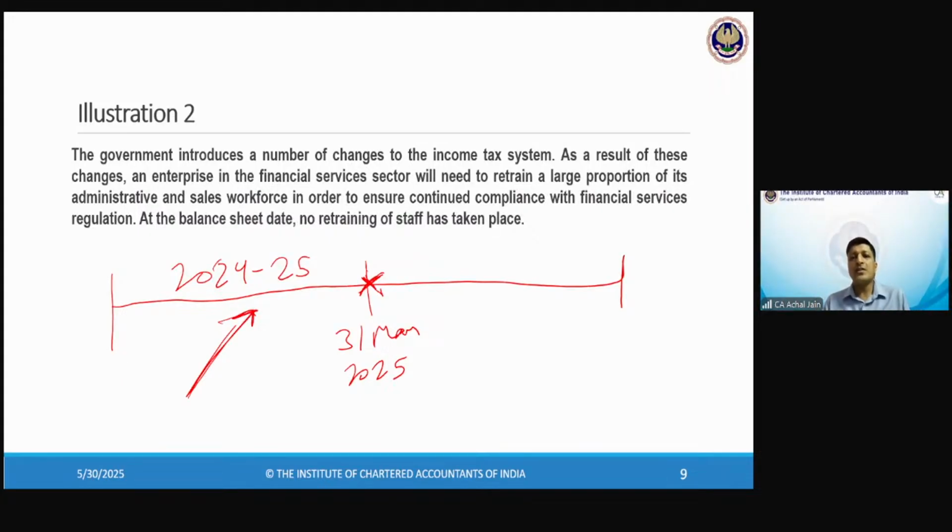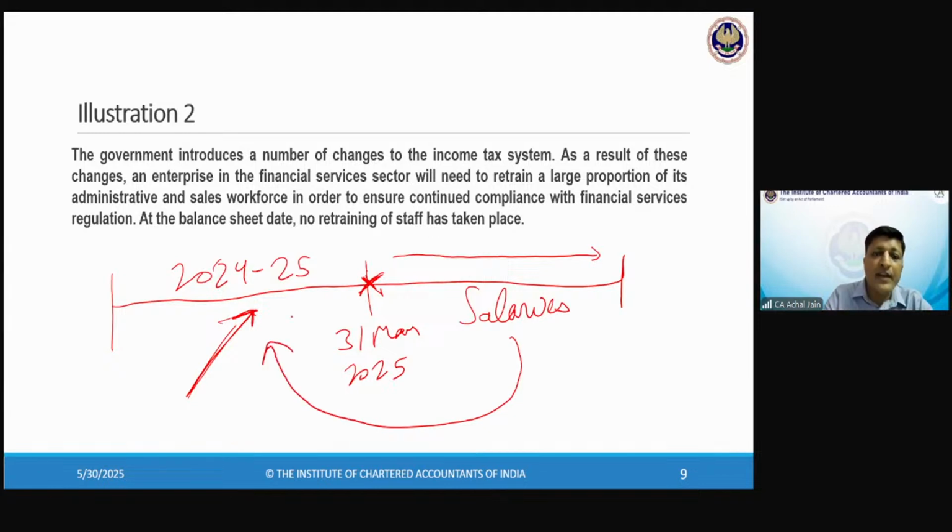If you follow the accrual concept, when do you record? When you have incurred the cost. Have you incurred the cost up to 31st March? No. So even if you estimate that, can you record that? No. For example, the company will continue to run its business in future. Do we have any doubt on that? No. In the future, the company will pay salaries to its employees. Do we have any doubt on that? No. So does it mean that all of these future salaries should be recorded in 24-25? No. Why? Because it's a future cost.